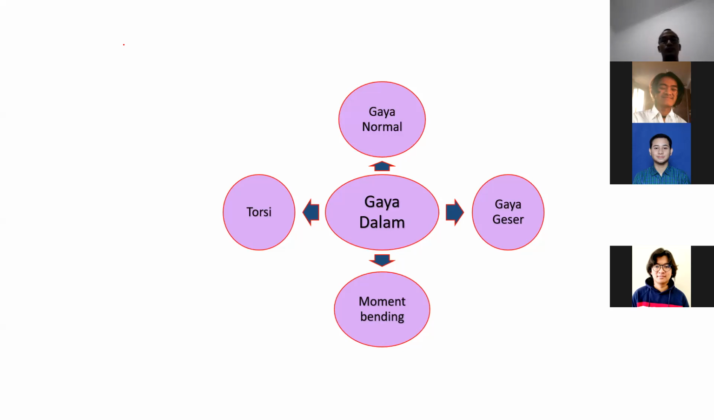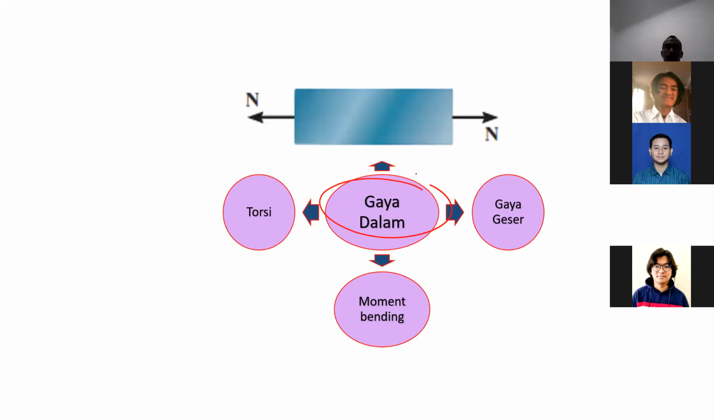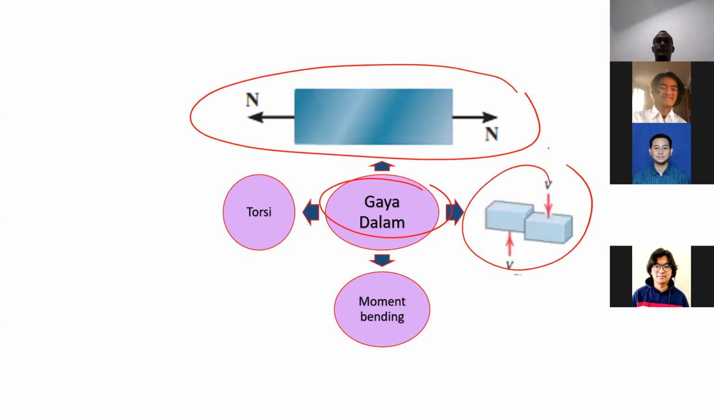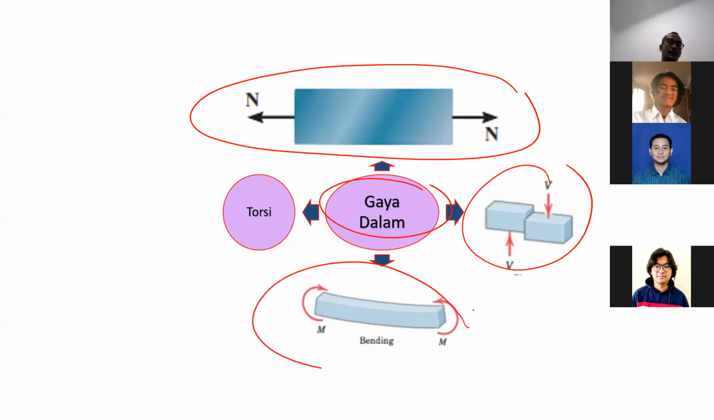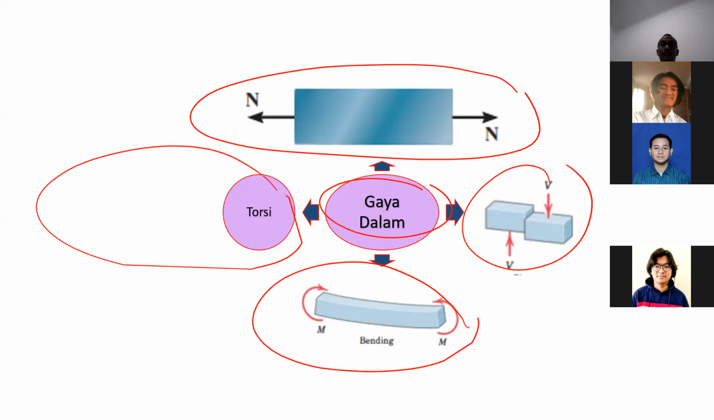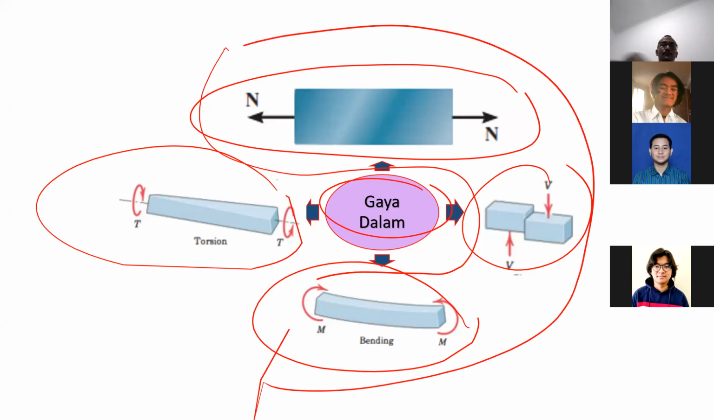When we talk about internal force, there are 4 types of internal force. There is the normal internal force, like this, shear force, like this, bending moment, like this, and torsion, like this. It depends on the problem. But when we talk about a beam under bending, normally the ones that we have to deal with are only these 3: normal, shear, and bending.